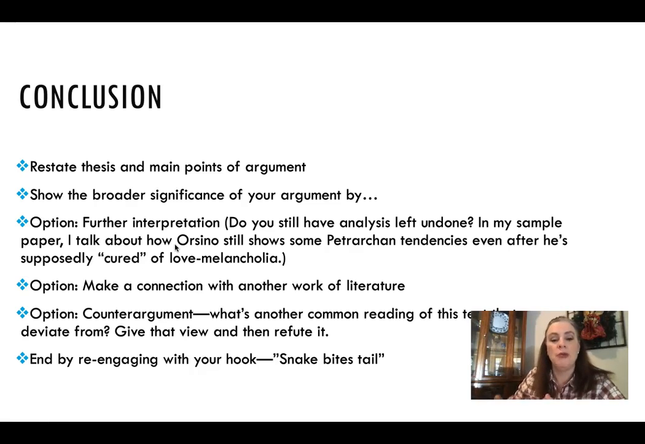Okay. Another option you can do in the conclusion is to do a counter argument. So what's another common reading of this text that you deviate from? Give that view. If you do that, make sure you refute it. Okay, so if I was doing my Road Less Traveled paper and I wanted to argue that the narrator in the poem is actually regretting his decision, then I would come back maybe in the conclusion and argue the other side a little bit, but I would still refute it.